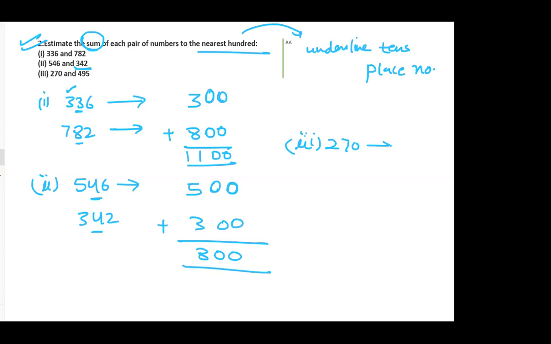270, round off 270, what you will get? 300. Okay, because you have to add 1 to this 2. And the next number is 495. So 500. And now add them, you'll get 800. So this is the explanation.